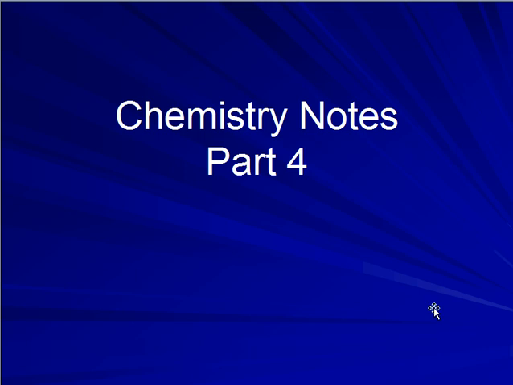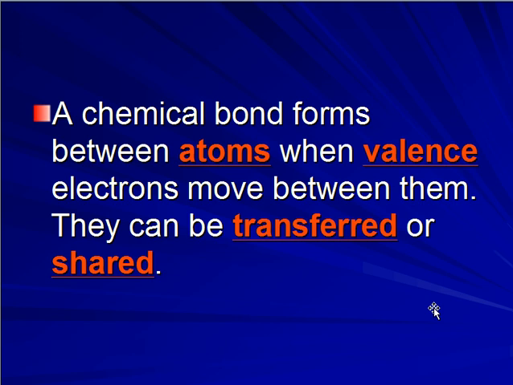So the first thing we're going to talk about today is chemical bonds. And a chemical bond forms between atoms when valence electrons move between them. Now here's the neat thing. These bonds can either be transferred or they can actually be shared. We're going to break this into 2 separate days. We're going to talk about the transferring one day, and the sharing another day, because this can get a little bit complicated. So we're going to take 2 different days to talk about both of these concepts.